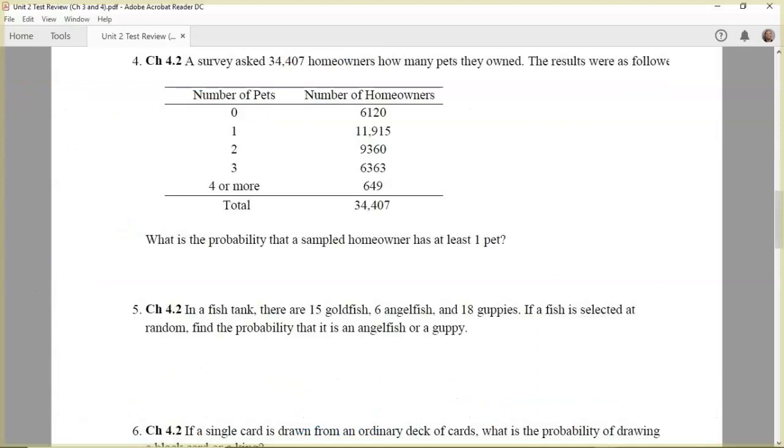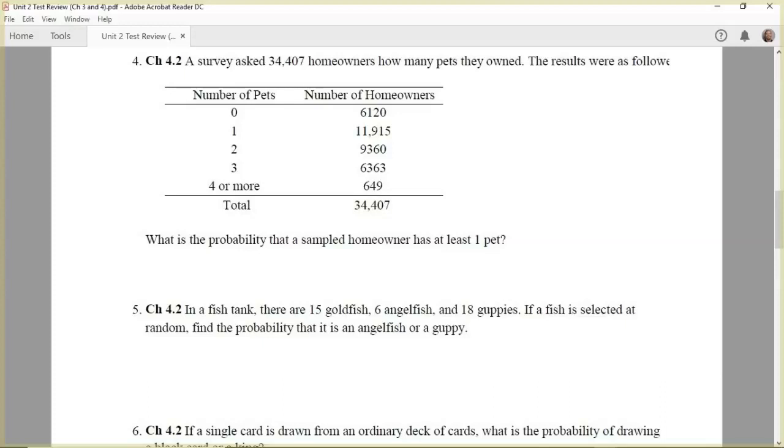So those three questions kind of sum up what I talked about in the video lectures for chapter 3. That's what you can expect to be able to do on the Unit 2 test. For chapter 4, we get into probability.